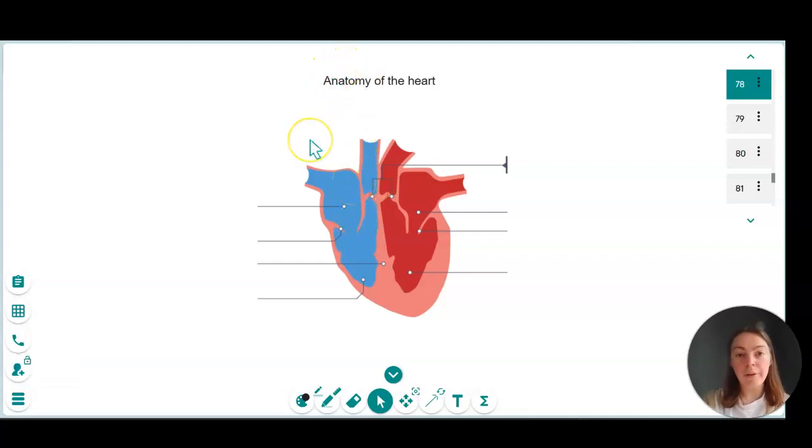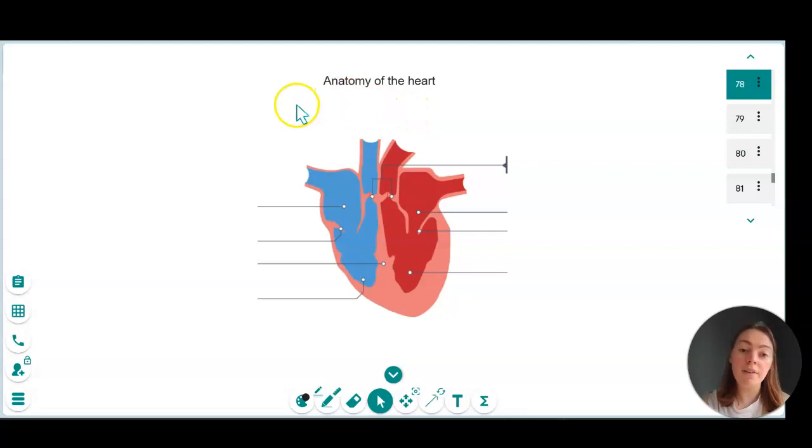Okay, I am going to quickly run through the anatomy of the heart using this diagram here. So the heart is split into two halves. You have the right side of the heart, which is shown here in blue, and you have the left side of the heart, which is shown here in red.